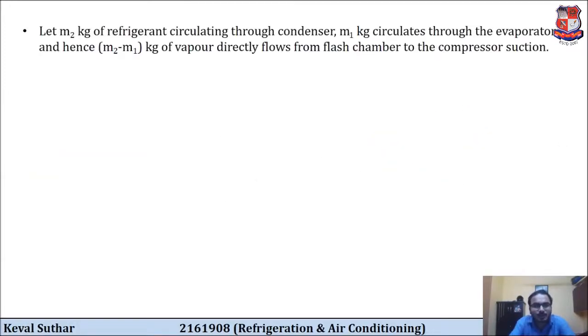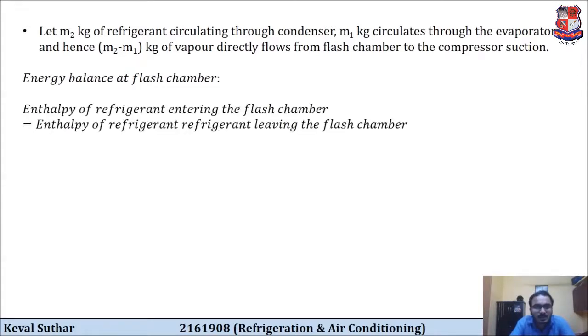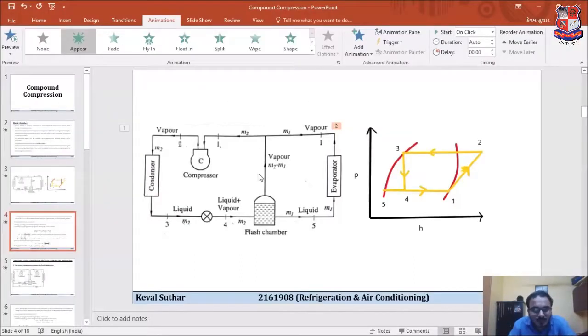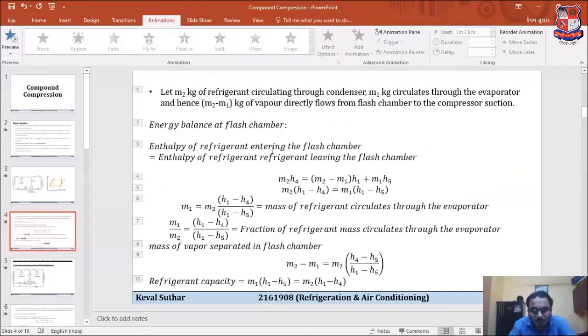So now M2 is the M2 kg of refrigerant circulating through the condenser, that is the total mass, out of which M1 kg circulates through the evaporator, and hence M2 minus M1 kg of vapor directly flows from the flash chamber to the compressor suction. Now energy balance at flash chamber. So it is given by this formula, and we will try to understand this in our figure. So let's copy this.